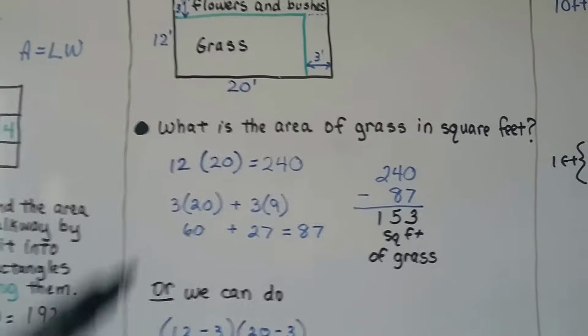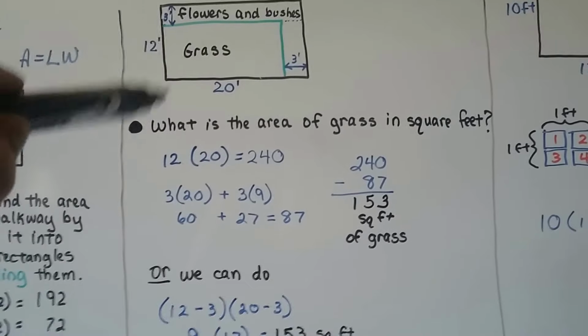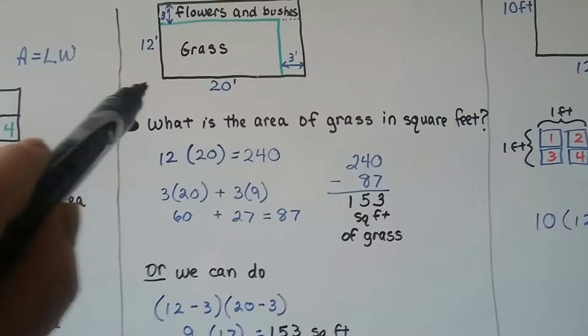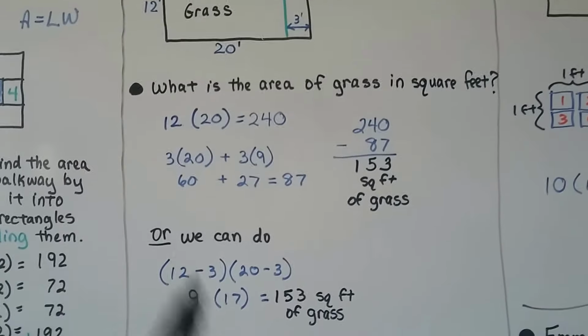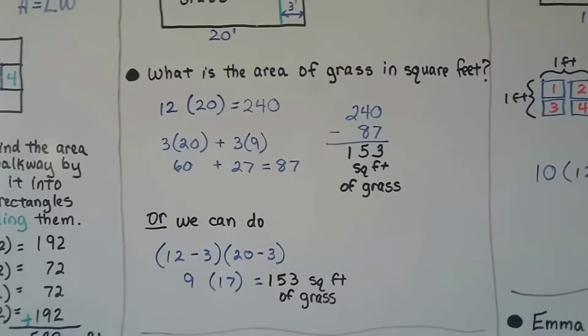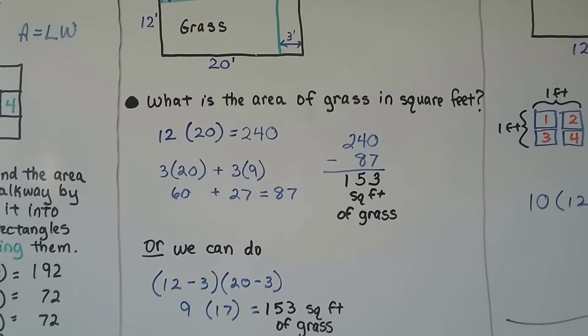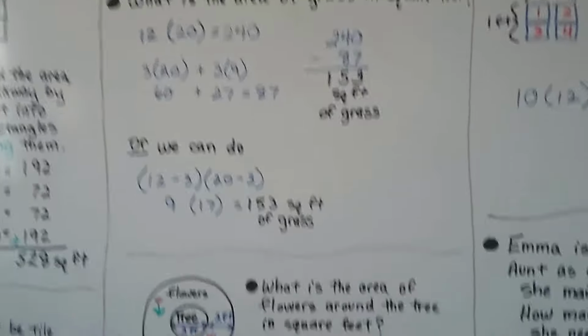Now we can also say, okay, well, if that's 3 feet and the whole thing is 12, then from here to here on the grass is 9. And if this whole thing is 20 and that's 3 feet, from here to here in the grass is 17. And we could do 9 times 17 and get our 153 square feet of grass. See? Either way, we're going to get the right answer. All right? It's whichever is easiest for you.